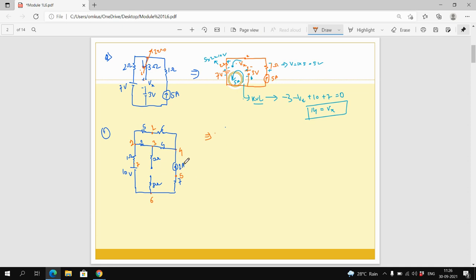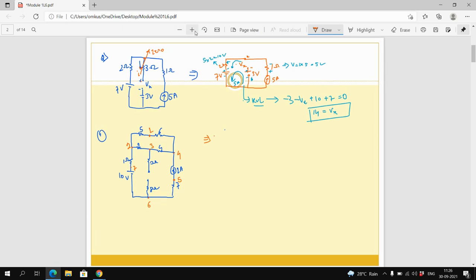Yes, see the problem, there are total seven nodes. Between two nodes there is one branch present. So at every node, between two nodes there is one branch present. But here I am not taking any node. Why? Because this is an open circuit, so this does not contribute in that circuit.